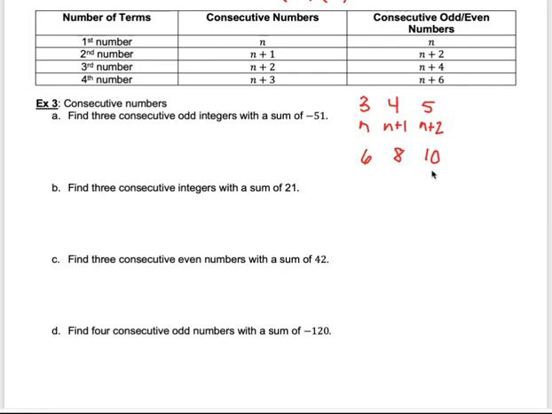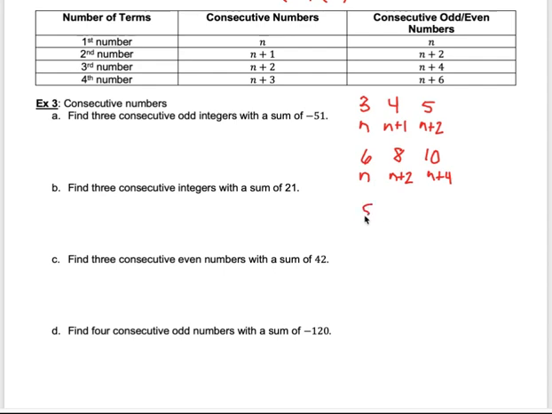Okay, so 6, 8, and 10. Now if I let 6 represent n, how far away is 8 from 6? It's 2. So that's why we do n plus 2. And then 10 is 4 away from 6, so I have n plus 4.